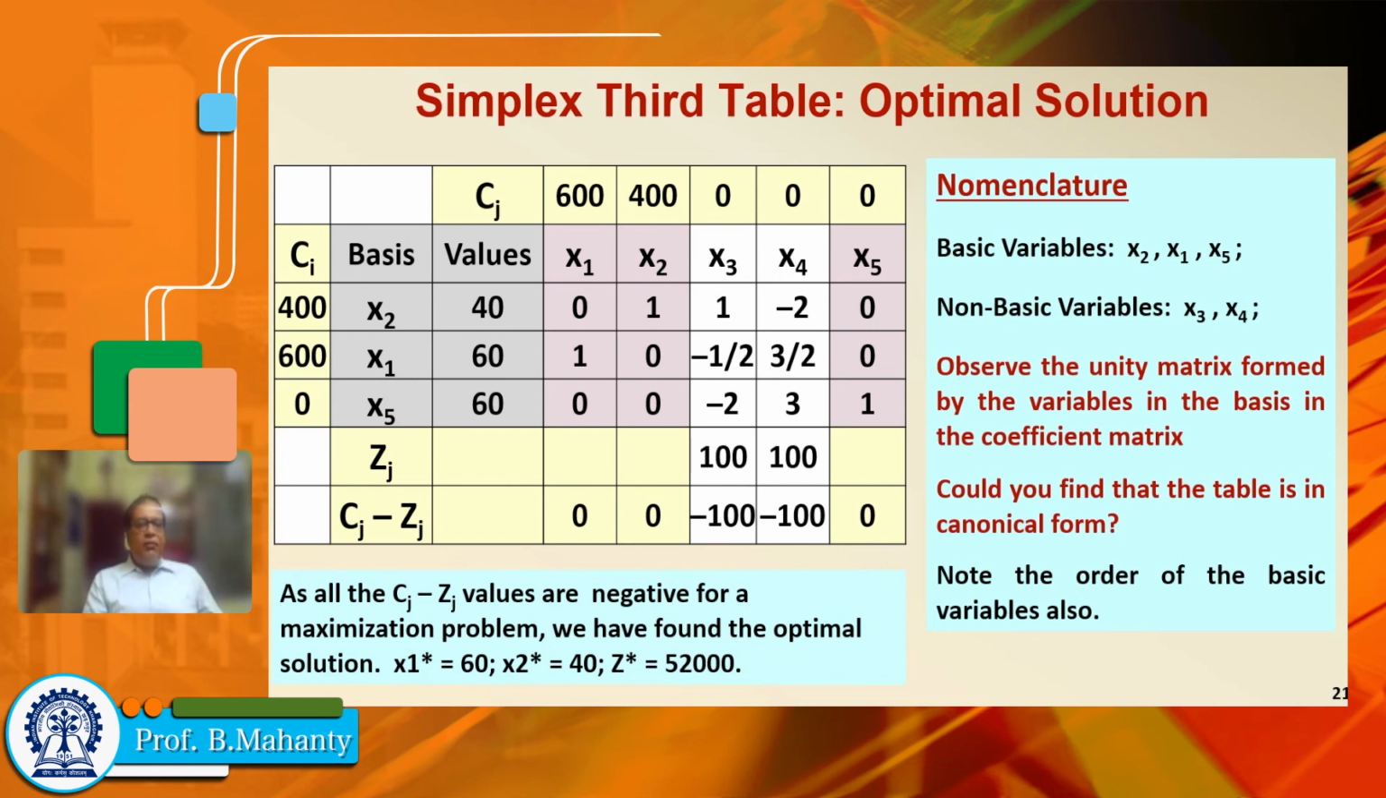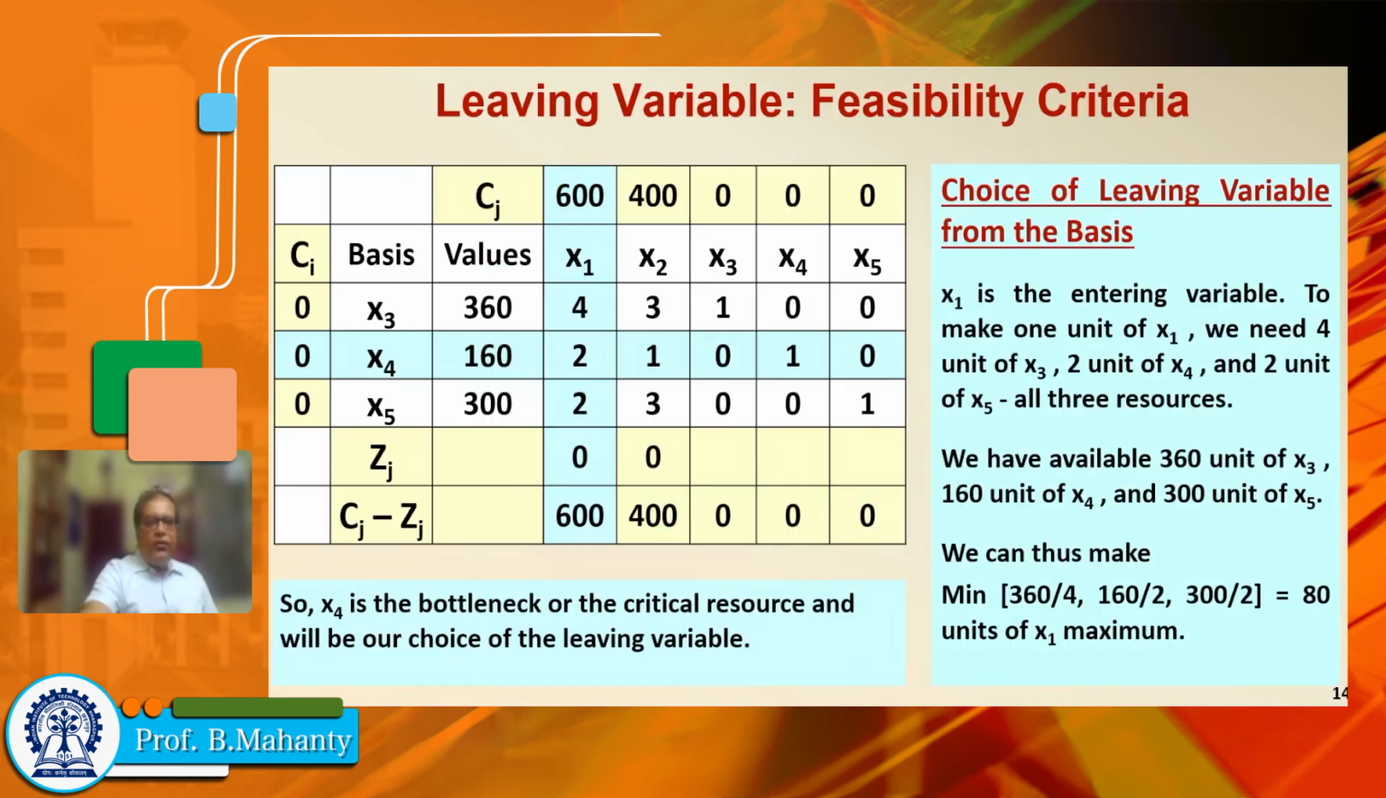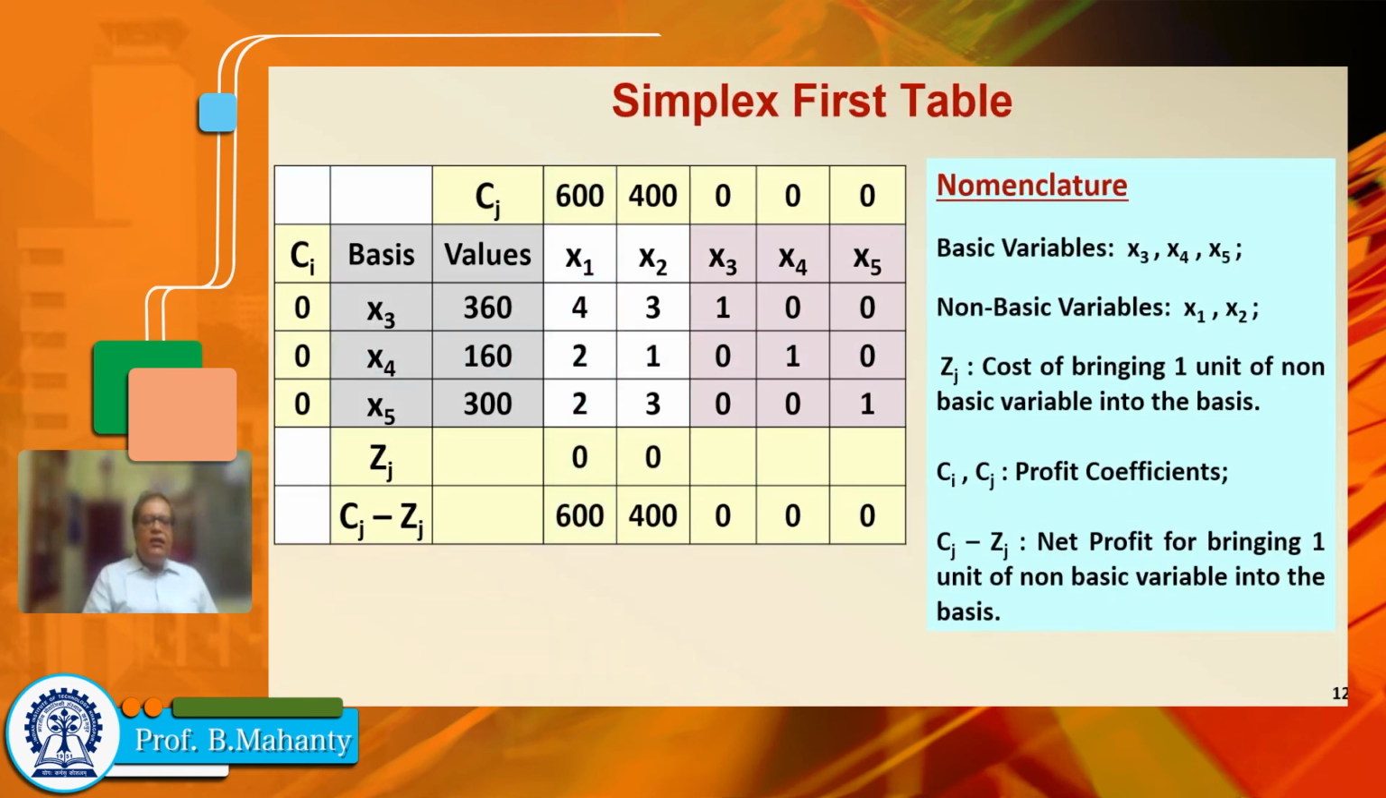So at the third table we have got the optimum solution. Now you see there are certain other interesting things that we should also look into. You see, this is our simplex first table. It represents the origin, because x1 equal to 0, x2 equal to 0, and x3, x4, x5 are equal to 360, 160 and 300.